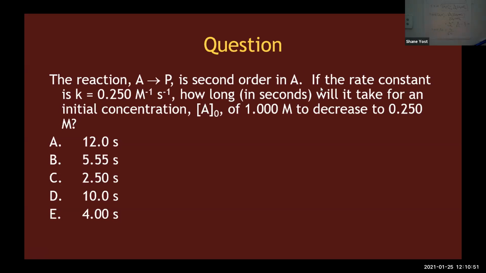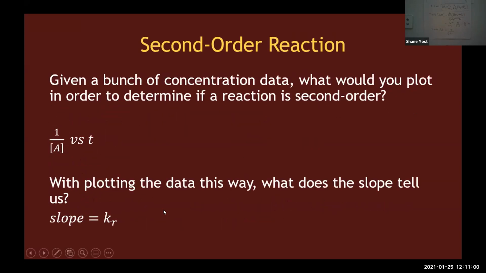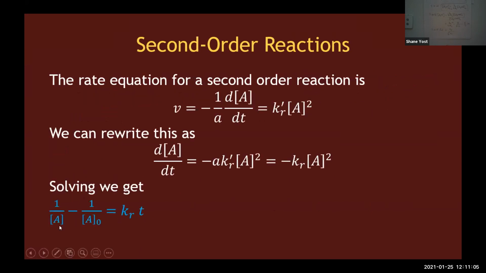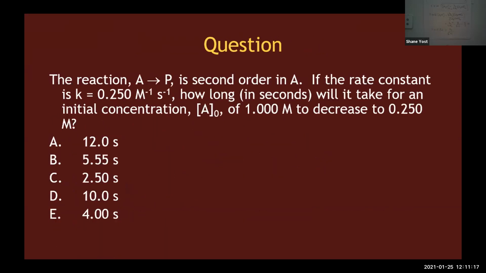A here, Noah. So to get this, we use this equation here. You plug in 0.25 for A, 1 for A naught, and 0.25 for kR, and you solve for time. When you do that, you'll get 12 seconds. That's how long it takes. A is the answer to this one.